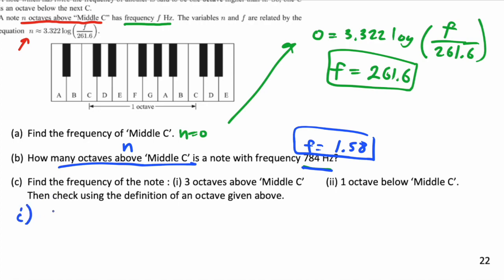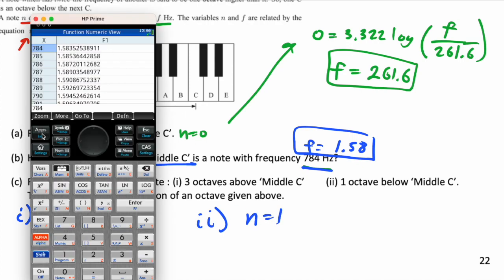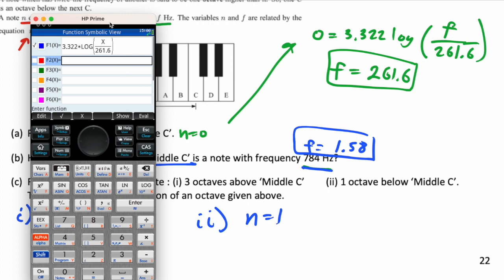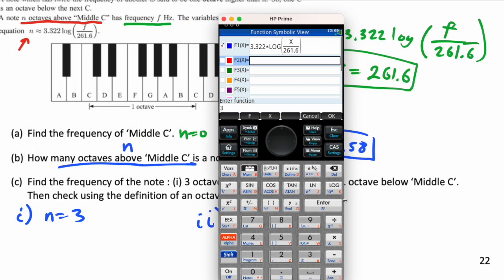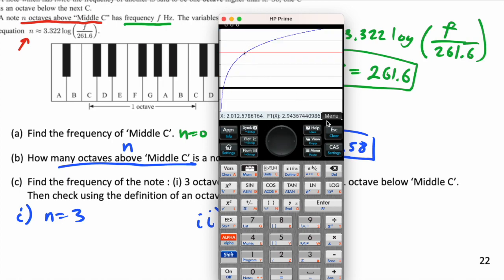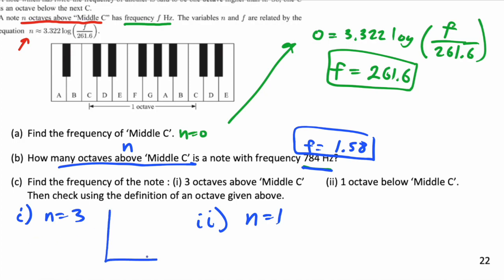Okay, next it asks us for find the frequency 3 octaves above and 1 octave below. Okay, so this is n equals 3, and the second one here is n equals 1. We can go to apps here and graph 3 and plot, and I can see the point of intersection. It is 2090 to 3 significant figures. Okay, by graphing it, you can see it is f equals 2090.